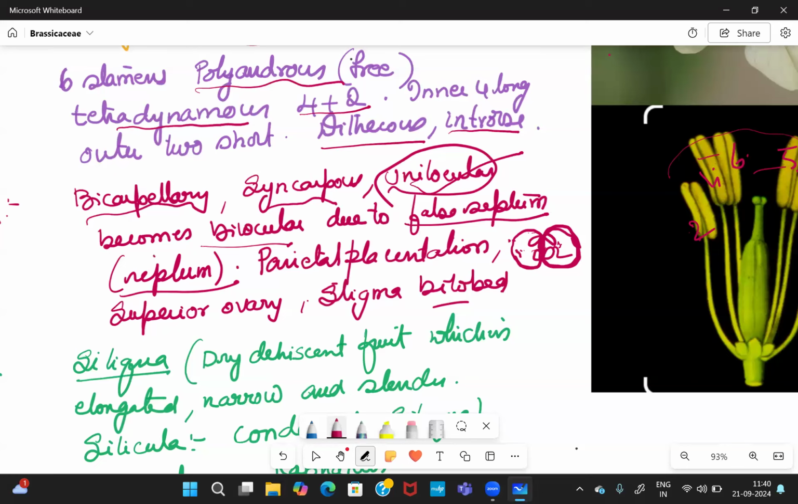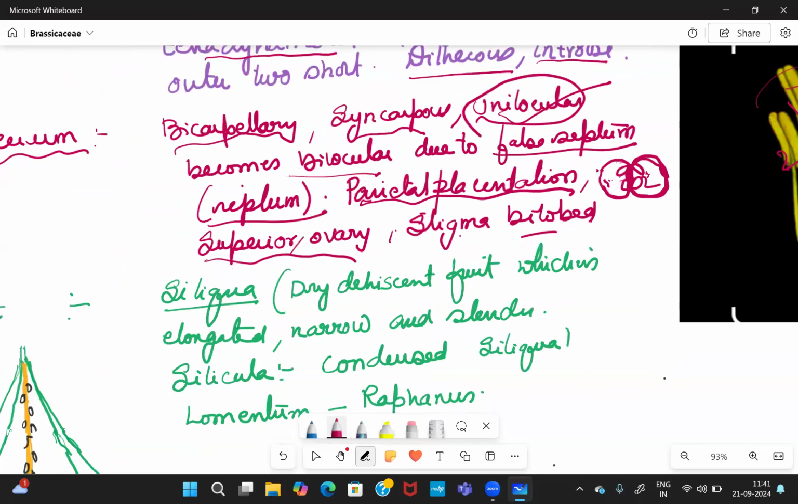Where are the seeds attached? The ovules are attached to the ventral suture of the fruit. Parietal placentation is very important, and here the ovary is superior. So Fabaceae superior, Malvaceae superior, and Cruciferae or Brassicaceae also superior. Stigma is bilobed.